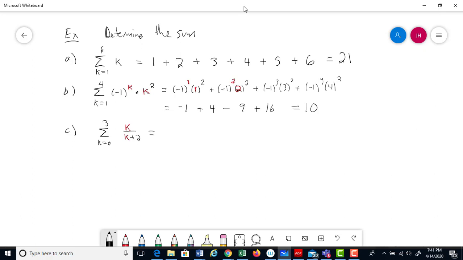So when you plug this in, first we have 0 in those locations, so 0 all over 0 plus 2. Then I'm going to plug in 1, so 1 over 1 plus 2. Then I'm going to plug in 2, so 2 over 2 plus 2. And I'm going to plug in 3, so 3 over 3 plus 2. What we get here is 0 over 2 plus 1 over 3 plus 2 over 4 plus 3 over 5.